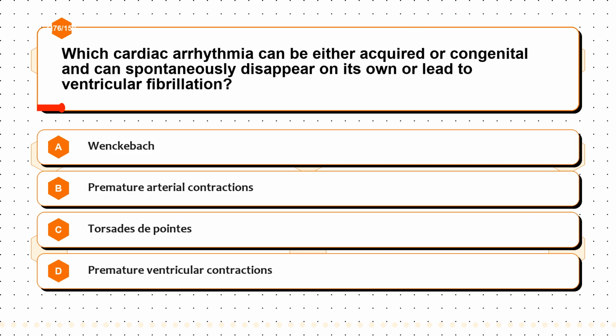Question 76. Which cardiac arrhythmia can be either acquired or congenital and can spontaneously disappear on its own or lead to ventricular fibrillation? Here are the options. Option A. Wenckebach. Option B. Premature arterial contractions. Option C. Torsades de Pointes. Option D. Premature ventricular contractions.